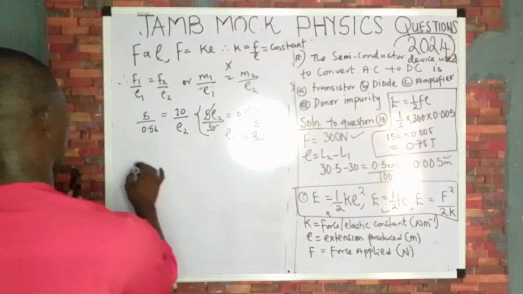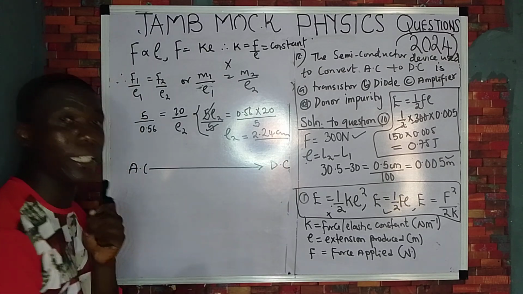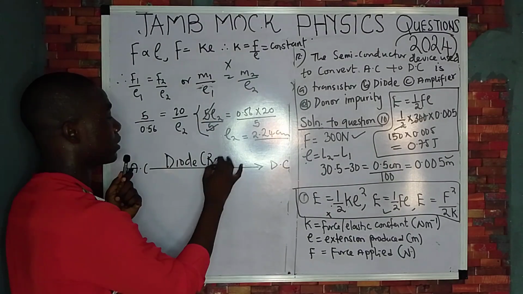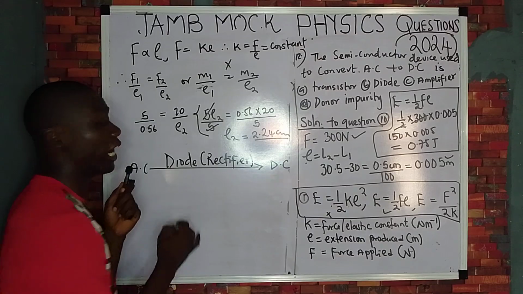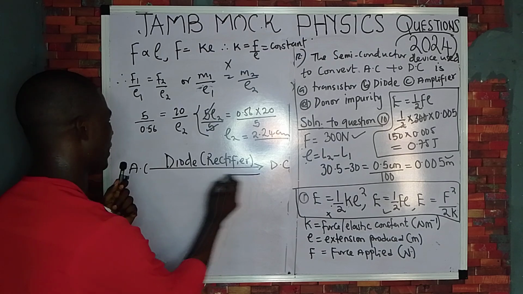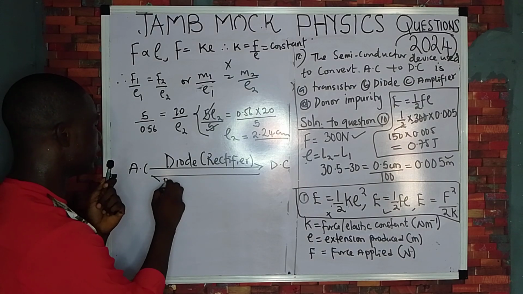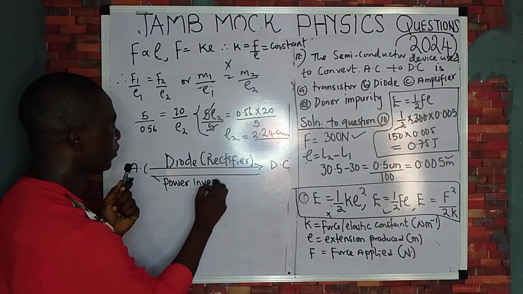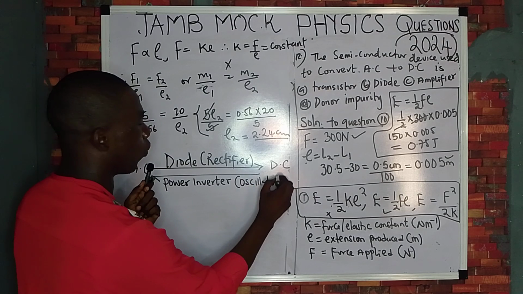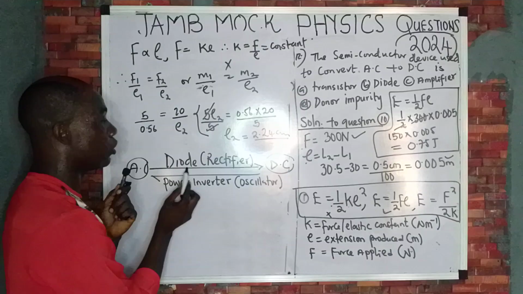So what do we do, class? Very easy. How can I convert AC to DC? To convert AC to DC, we need a device called a diode. The other name for a diode is a rectifier. So a rectifier or a diode converts your AC to your what? DC. Is it possible to convert DC to AC? Yes. You can convert a DC to an AC by using a power inverter, or use what we call an oscillator. So we can convert AC to DC by using a diode or a rectifier.